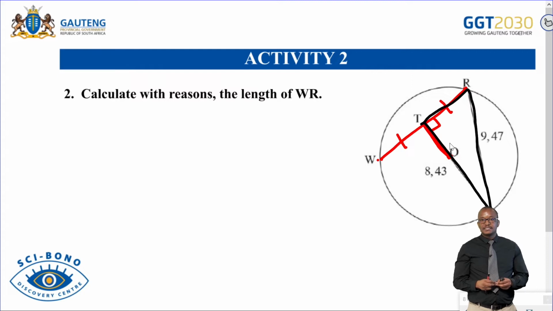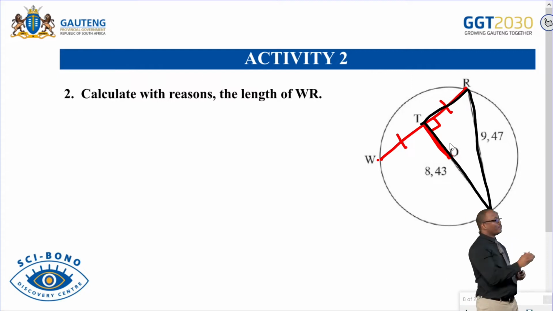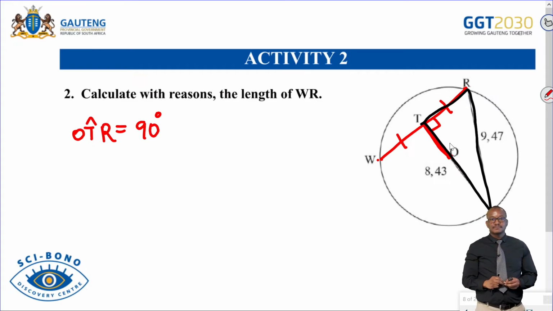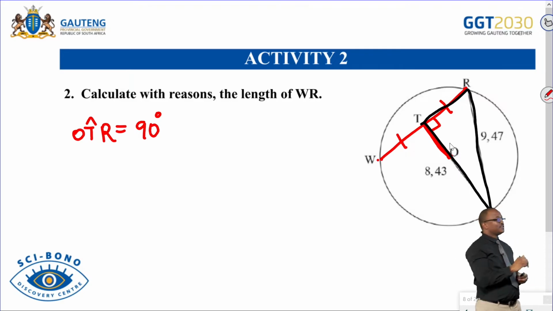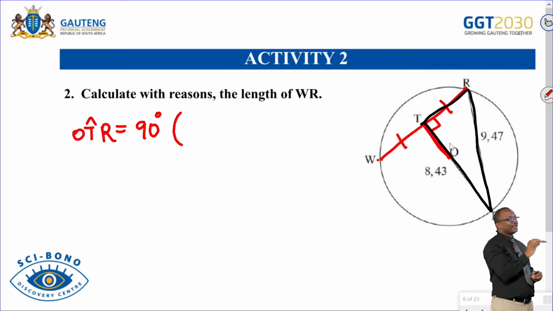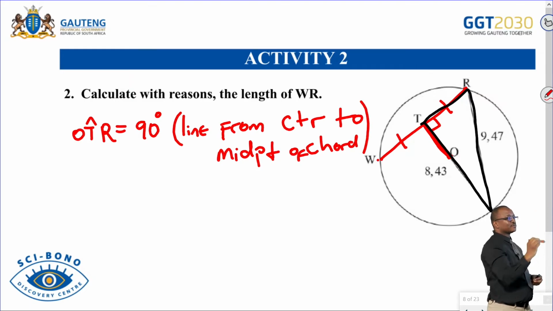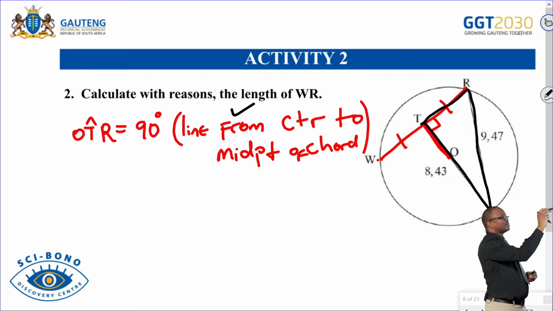Then we know that we have ROT at 90 degrees. Now, what are we going to say? We're going to start by saying OTR is equal to 90 degrees. Then we have to give it a reason. The reason will be: line from center to the midpoint of your chord. That's where you get your mark.